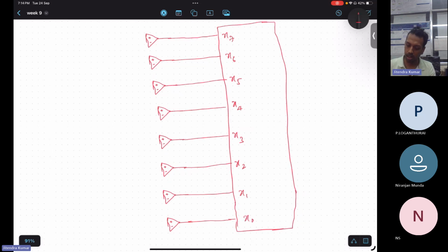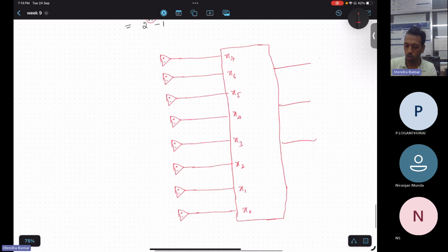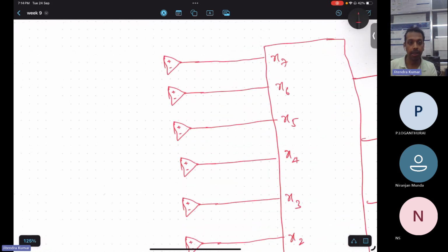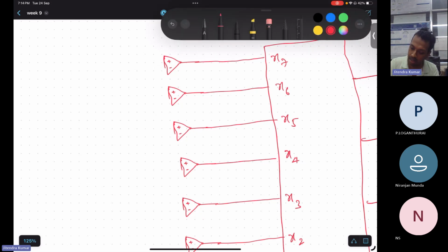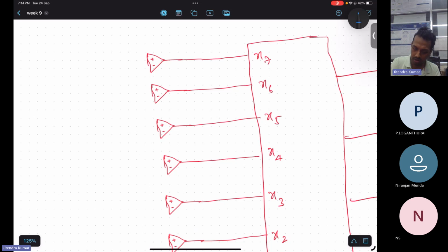X0. And as the output, you will have 3. Why 3? Because we have 3 bits only at output. So Y2, Y1, Y0. Now we have this comparator connected to one ladder of the resistances, which is connected in certain different fashions. Like here, this positive will always be connected to supply voltage.